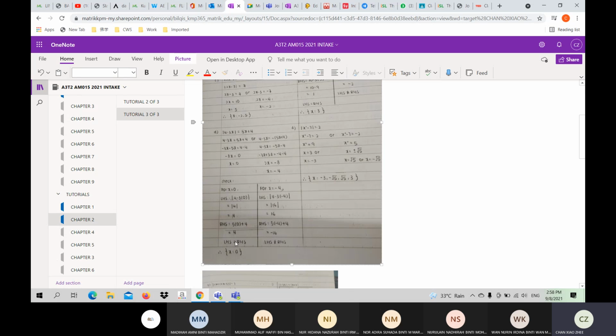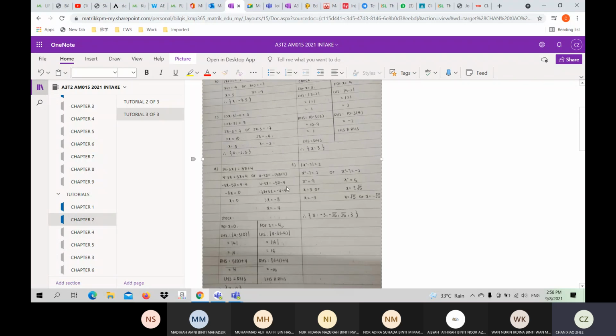So left hand side equals to right hand side. Kalau equal, jadi x equals to 0, jawapan ini betul. Kalau bagi x equals to negative 4, left hand side is different to right hand side, so tak equal. So x equals to negative 4 tak boleh dijadikan sebagai jawapan.